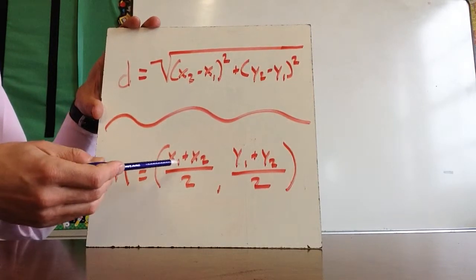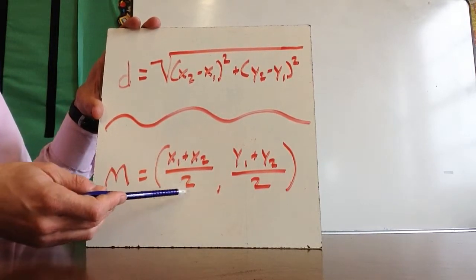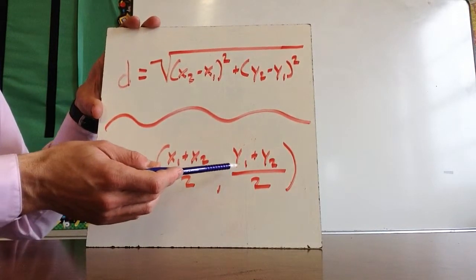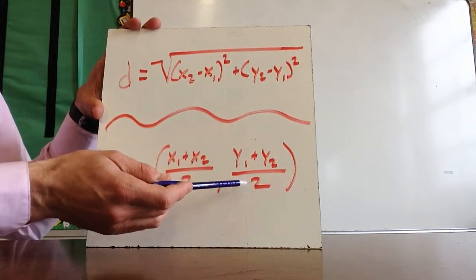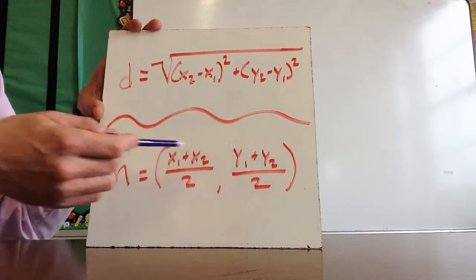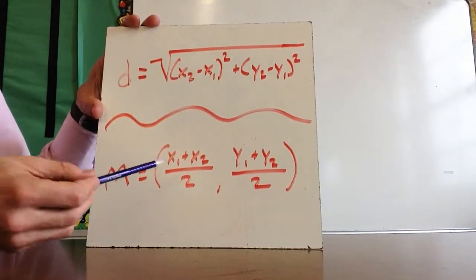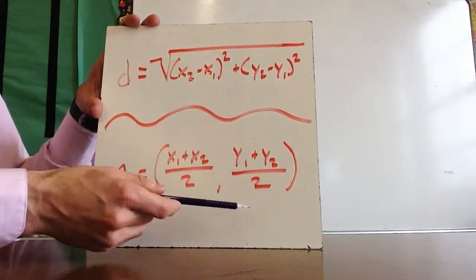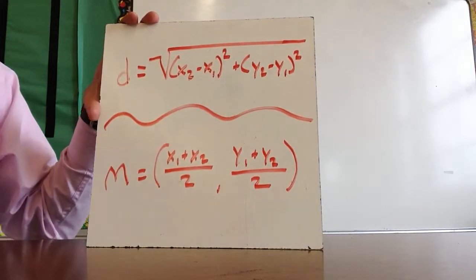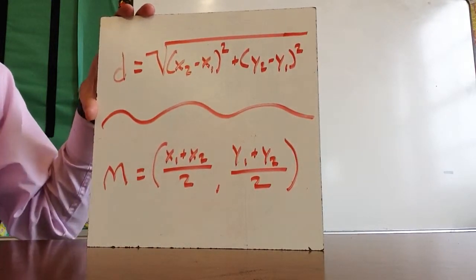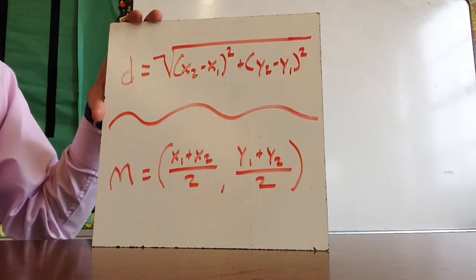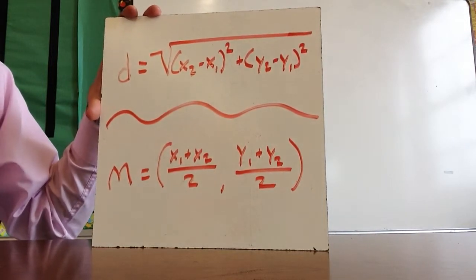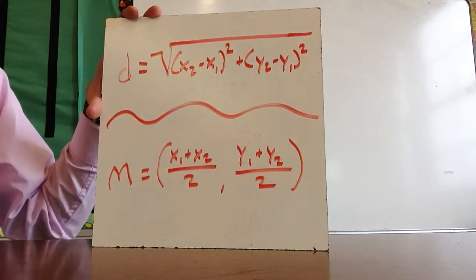Midpoint is x1 plus x2 divided by 2 for the x value, and then the y value is y1 plus y2 divided by 2 for the y value. So essentially, I'm taking the average of the x and the average of the y to find the midpoint, which makes sense when you think about what the midpoint might be. Okay? You may want to take a moment to pause the video so that you can copy down these formulas.